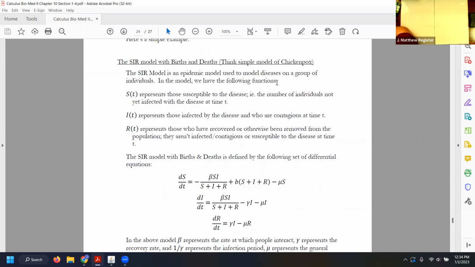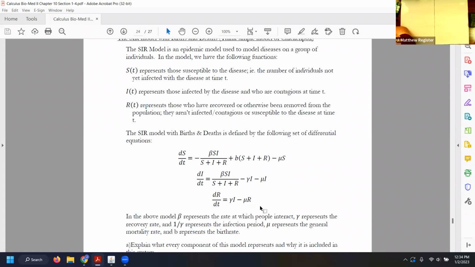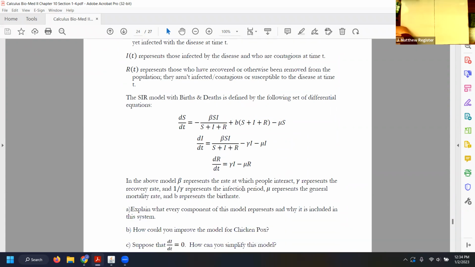The SIR model is an epidemic model used to model diseases on a group of individuals. In this model, S of t represents susceptible, I of t represents those infected with the disease, and R of t represents those who have recovered. And this is the simple model for this, including births and deaths. Now let's make sure that we understand what is going on with this model. We want to know what every single term represents.